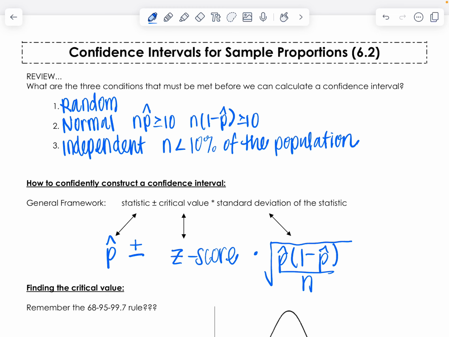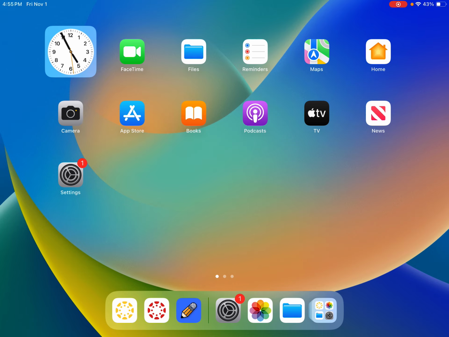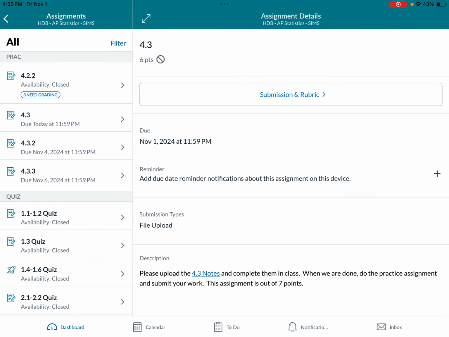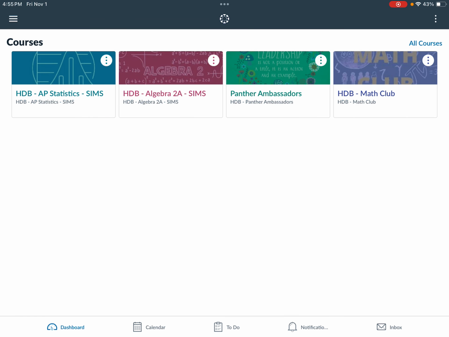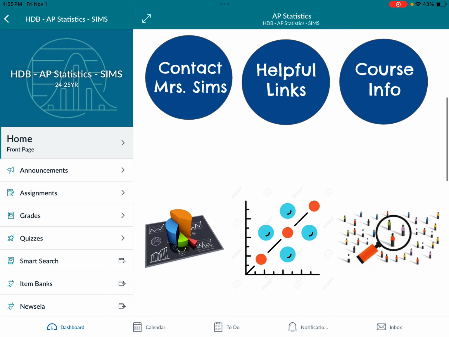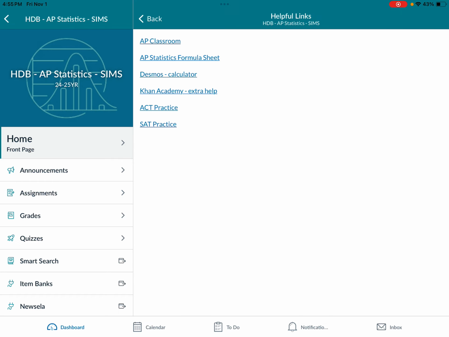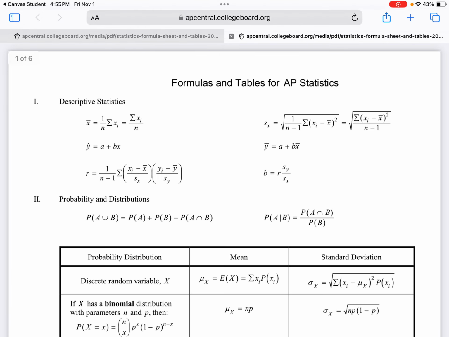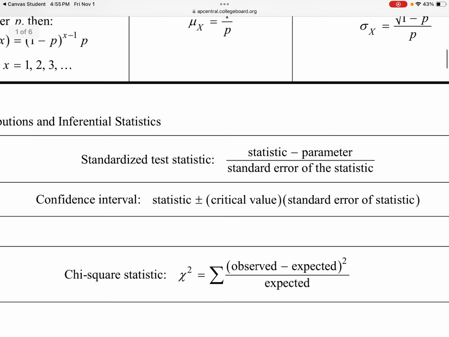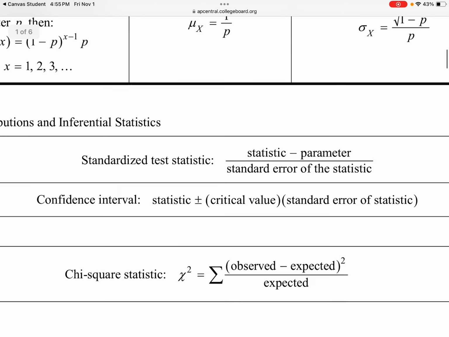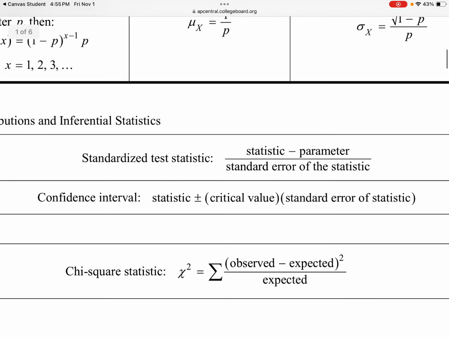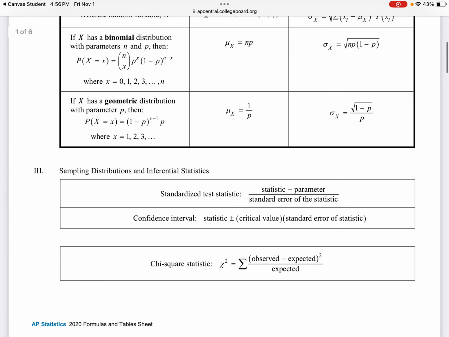All right, and so if we jump back to our formula sheet, sorry, it's going to take me a second. Here we go. So our formula sheet will show us this formula, and that's what I want you to see. Okay, so we are here. Notice confidence interval. It gives you the general framework, that statistic plus or minus the critical value times the standard error. The formula sheet uses that language, so that's what we will adapt to.